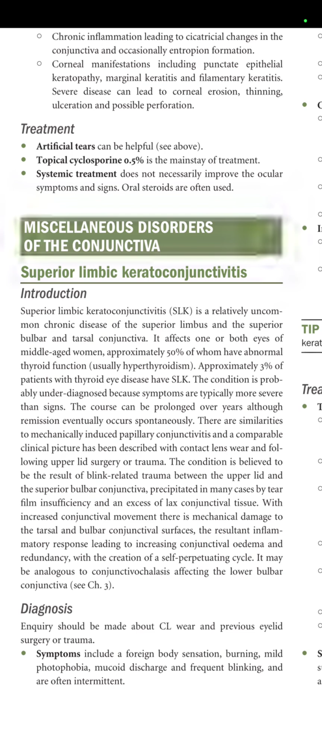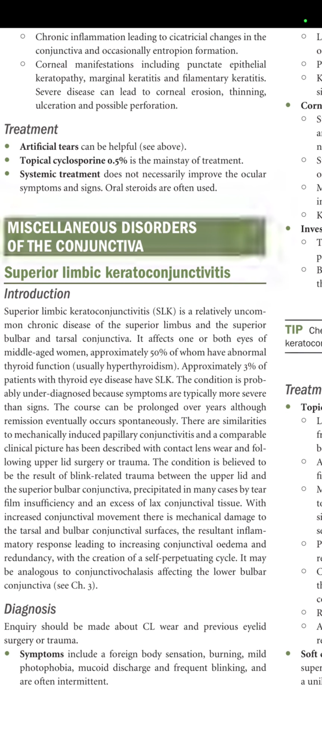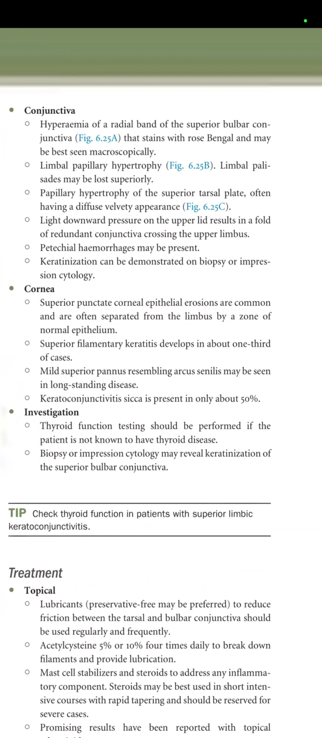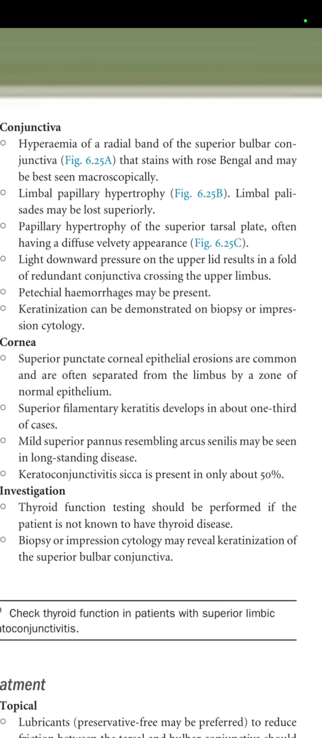So how will you diagnose? Diagnosis: inquiry should be made about contact lens wear and previous eyelid surgery or trauma. Symptoms include foreign body sensation, burning, mild photophobia, mucoid discharge, and frequent blinking, and are often intermittent. Conjunctiva: hyperemia of the radial band of the superior bulbar conjunctiva that stains with rose bengal and may be best seen macroscopically. So there will be hyperemia, the conjunctiva will be congested, but the superior bulbar conjunctiva will be involved in a radial fashion, and that will stain with rose bengal. You can see this macroscopically, without a microscope as well.